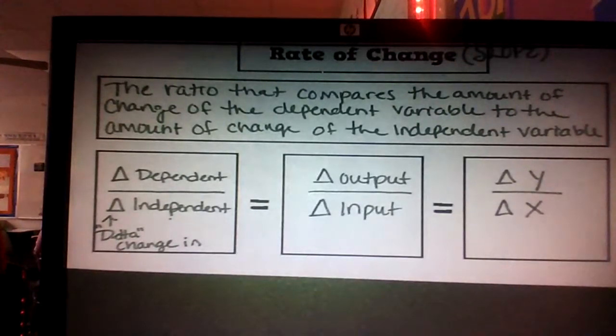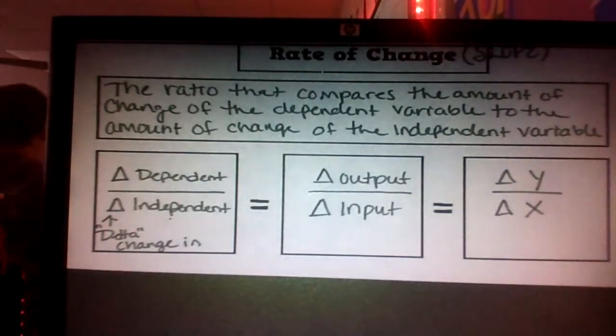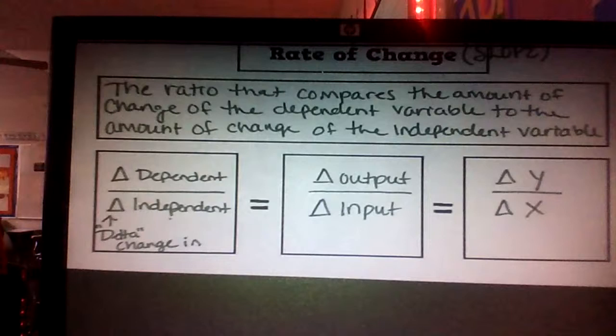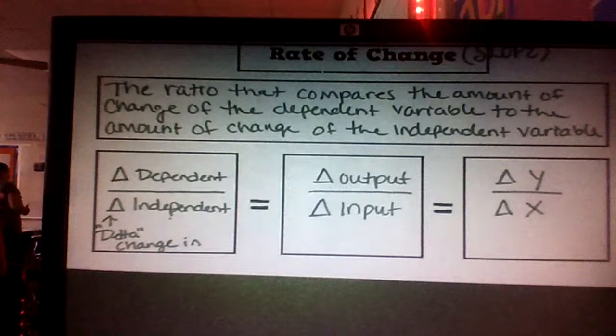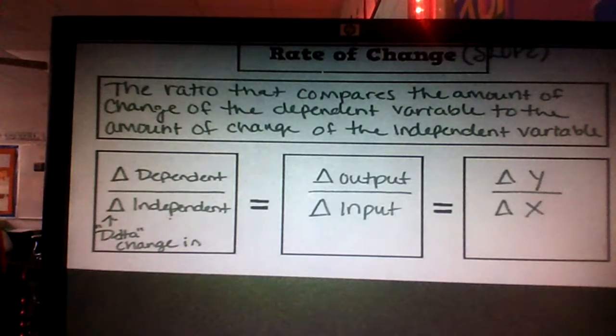Okay, ladies, conversation needs to stop. This clues in on page 30. Okay. Change in your dependent over change in your independent, which means change in the output over change in the input, which means change in y over change in x. Page 30, page 29 should be, yeah.